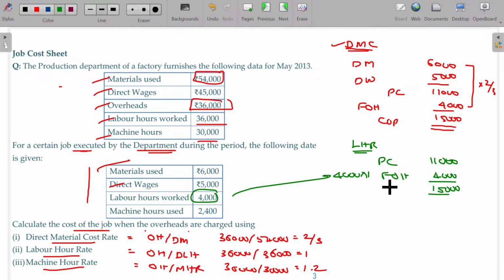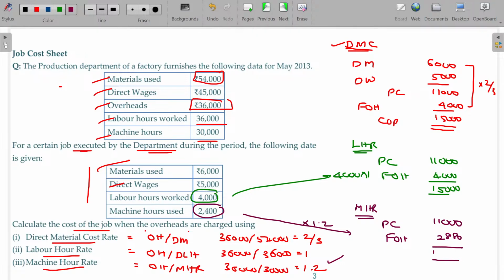We have used 6 bases for the apportionment. Here also we have been given 3 bases and machine hour rate. In this case, prime cost being 11,000. Factory overhead in this case being 1 rupee 20 paise for every hour. So 2,400 into 1.2, 2,880. Then cost of production in this case being 13,880.